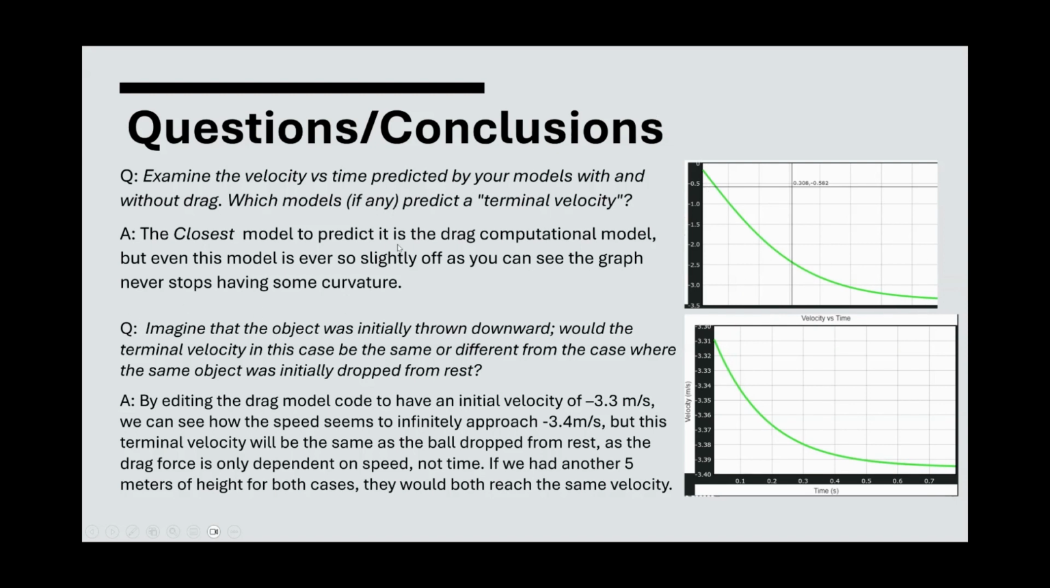For our next question, imagine that the object was initially thrown downward. Would the terminal velocity in this case be the same or different from the case where the same object was initially dropped from rest? So to answer this, by adding the drag model code to have an initial velocity of negative 3.3 meters per second, we can see how the speed seems to infinitely approach negative 3.4 meters per second, but doesn't ever seem to get there.